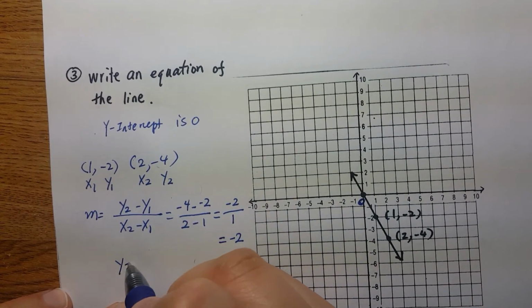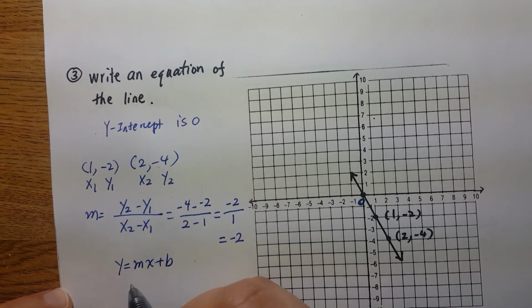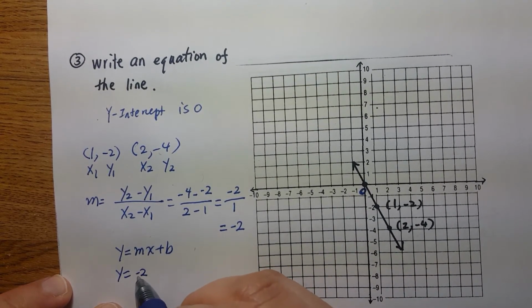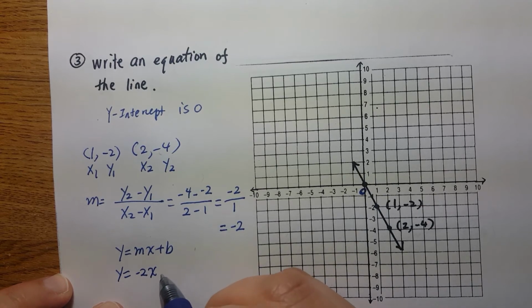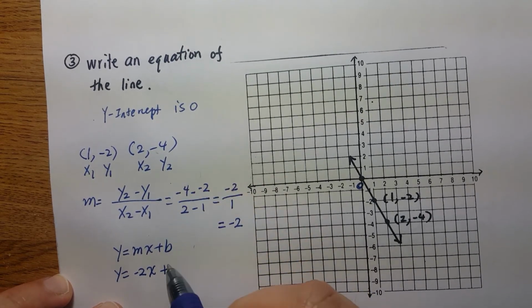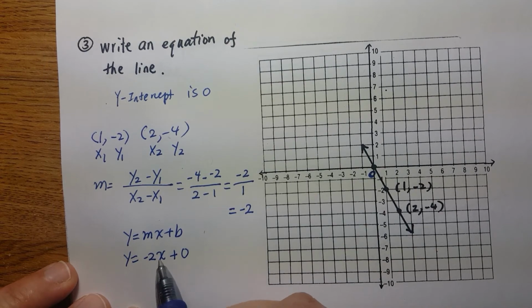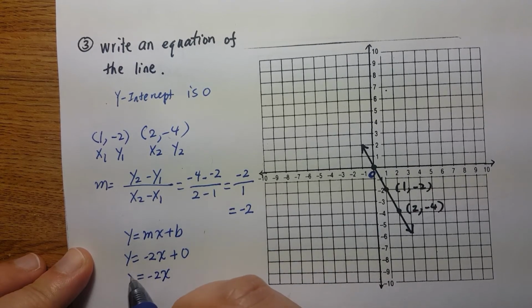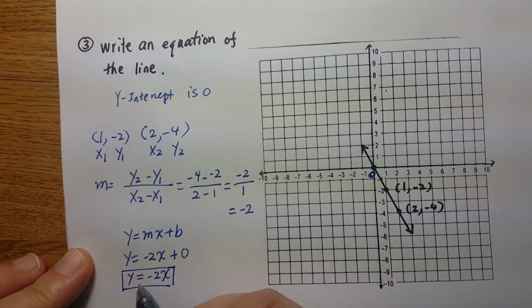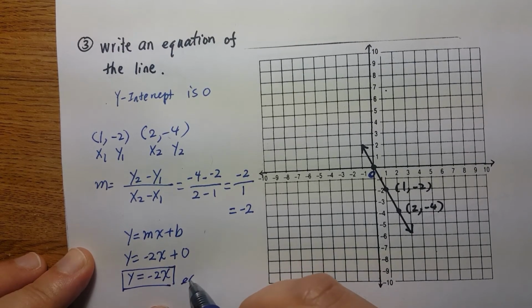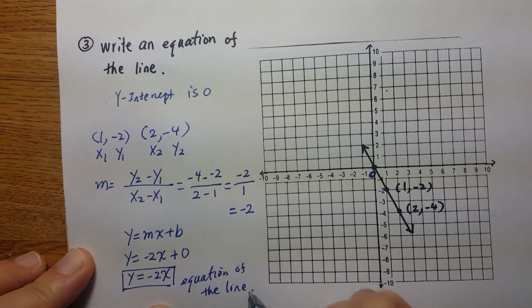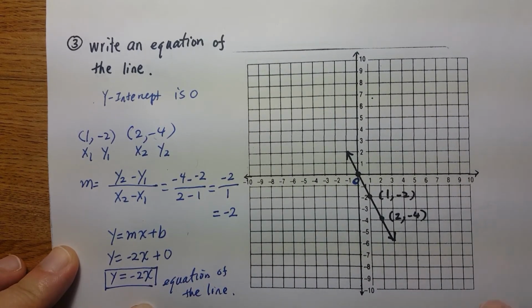Now we're going to write y equals mx plus b. y stays the same, and m turns into negative 2. So we have negative 2x, and then plus a y-intercept, which is 0. Now we know we can simplify it. Any number plus 0 stays the same. So therefore we have negative 2x plus 0 equals negative 2x. So we found out the equation is y equals negative 2x. So this is the equation of the line. So we finished question number 3.